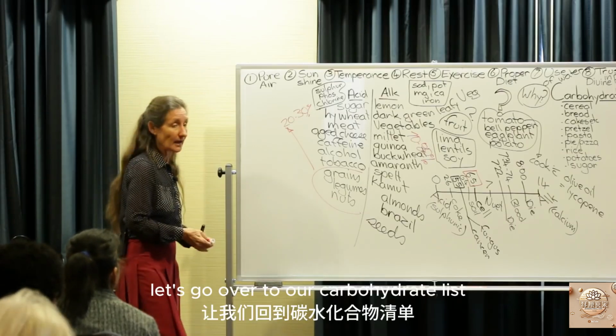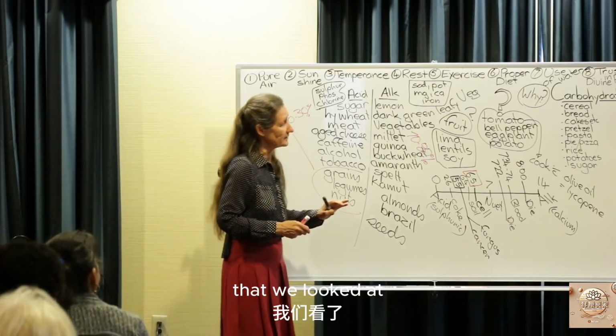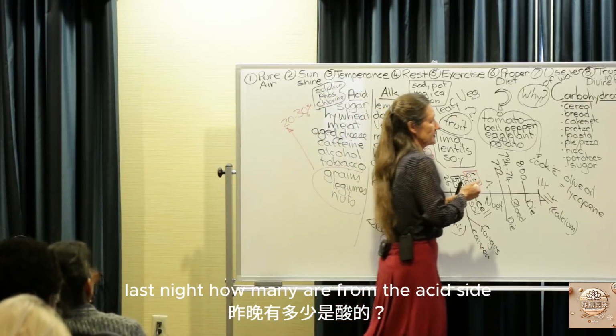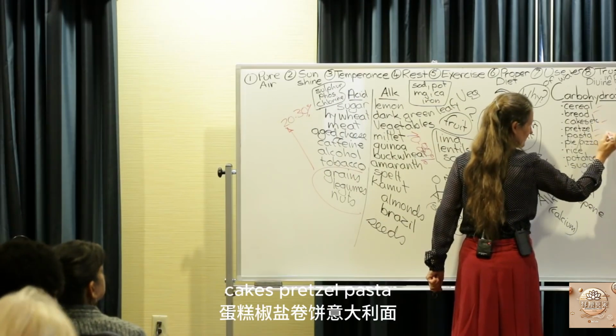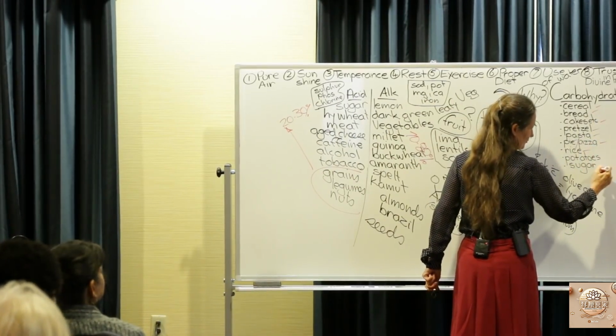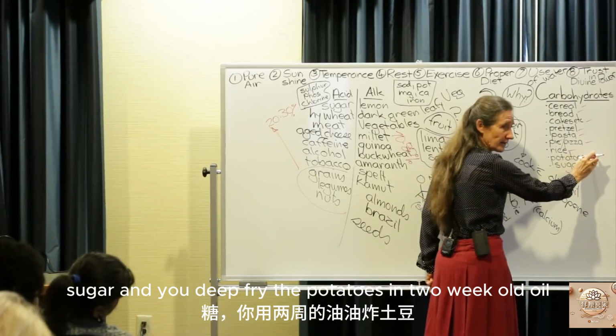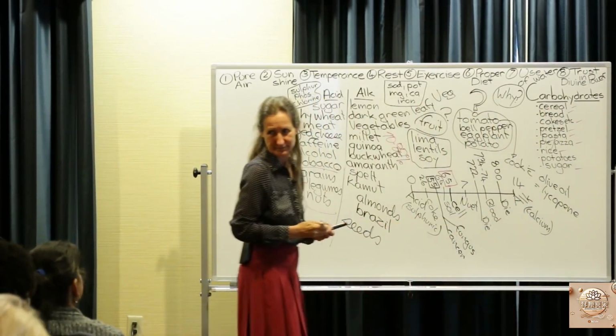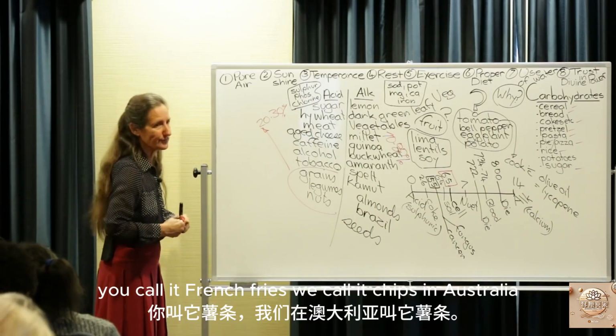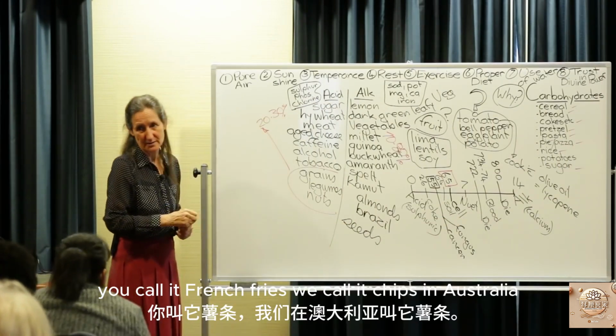Let's go over to our carbohydrate list that we looked at last night. How many are from the acid side? Cereal, bread, cakes, pretzel, pasta, pizza, pie, rice, sugar. And you deep fry the potatoes in 2-week-old oil, they can come over too. You call it French fries. We call it chips in Australia.